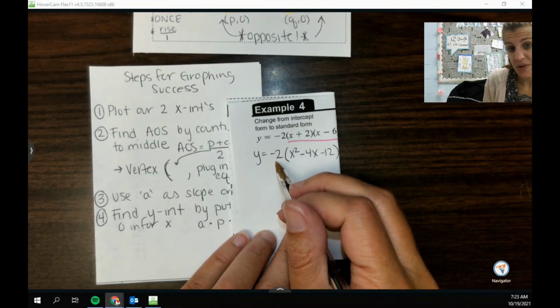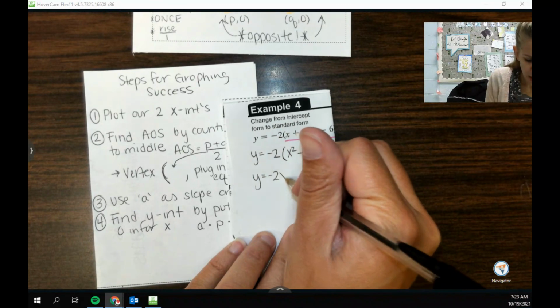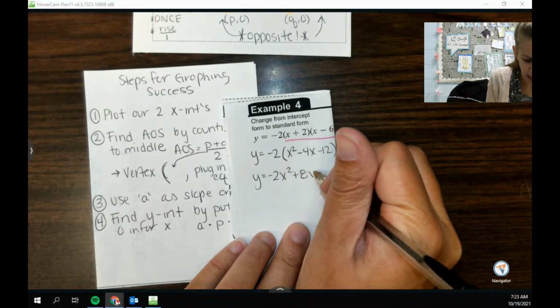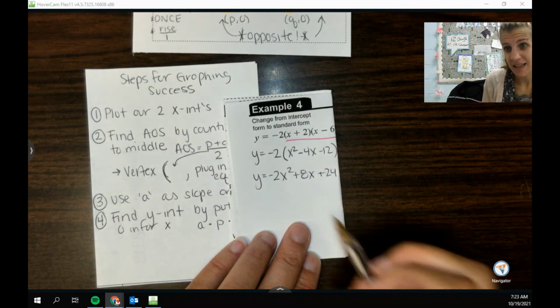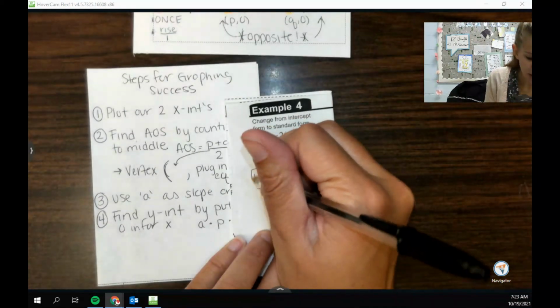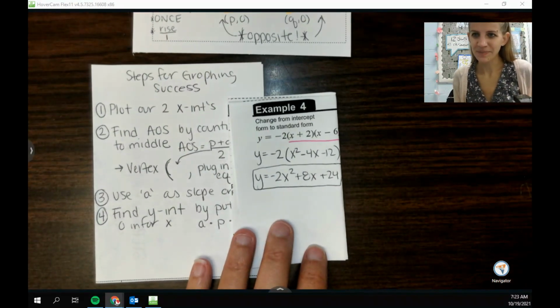And then the other thing I can do is now multiply that negative 2 by everybody. So we'll have negative 2x squared plus 8x plus 24. And then I can't really do anything else because I don't have any like terms. And so there you go. A little bit easier than when we were in vertex form.